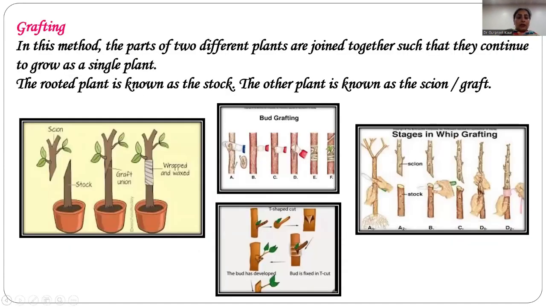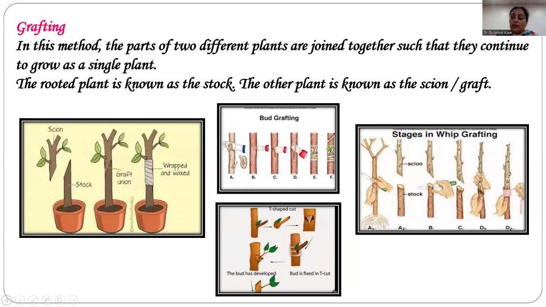This is a method of grafting. In this, two things are taken. One is stock, one is scion. See, supposing there are two varieties of mangoes. One variety is resistant to diseases. Resistant to diseases means its root portion is resistant. One variety is a very good high yielding variety.